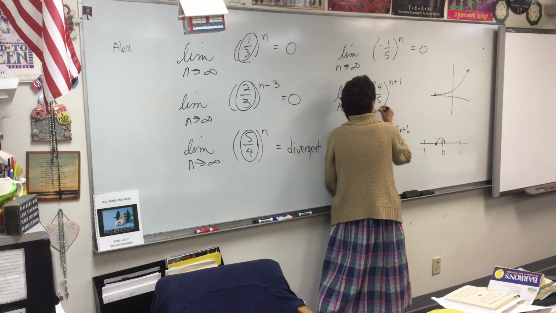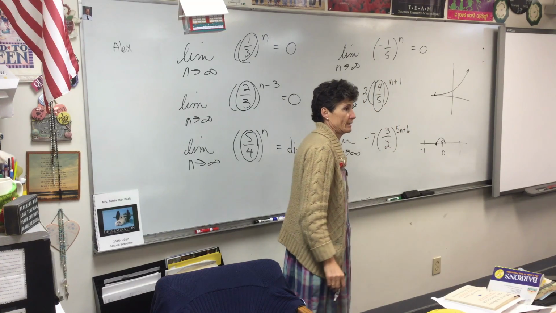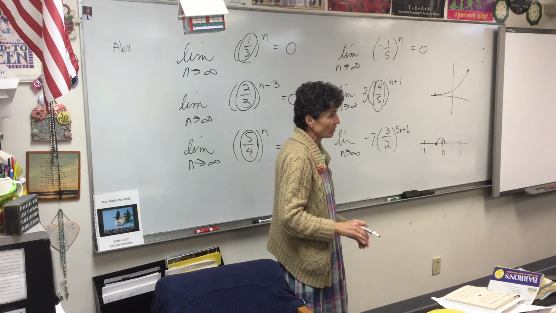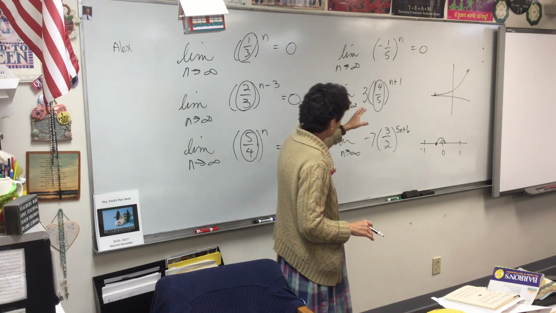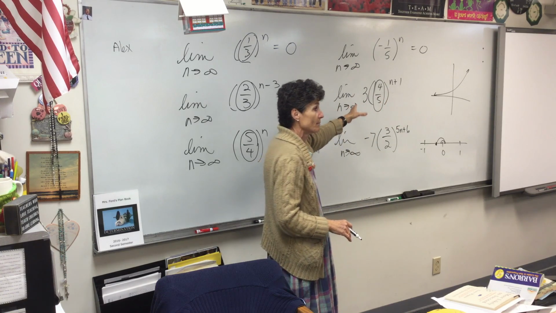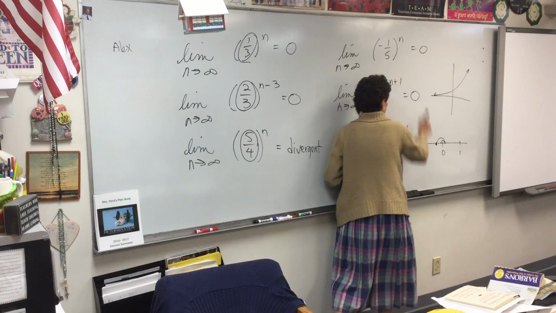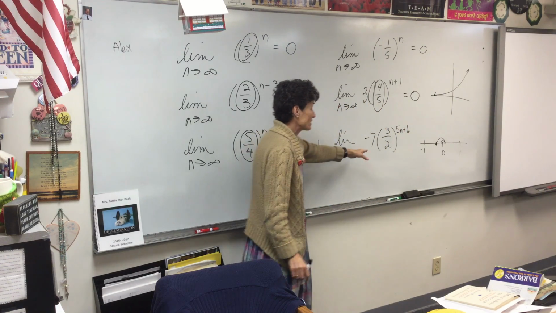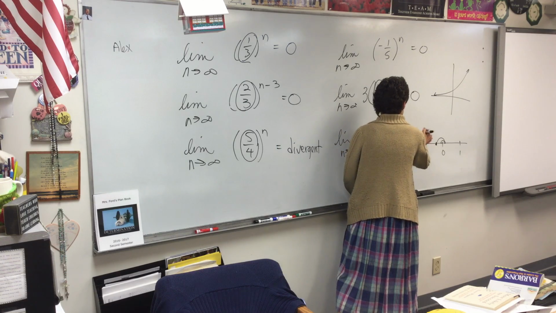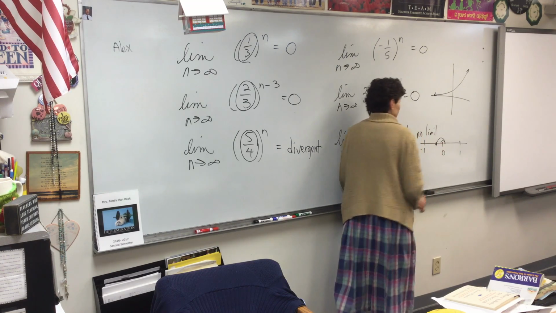What about this one? What did Miss Ford tell you? Where do you look? You look at that fraction. I don't care what else is going on. I shouldn't say that. If it's all multiplication like that, that's all that matters, is that number right there. So the limit of this is 0. What about this one? Divergent. No limit. Divergent.